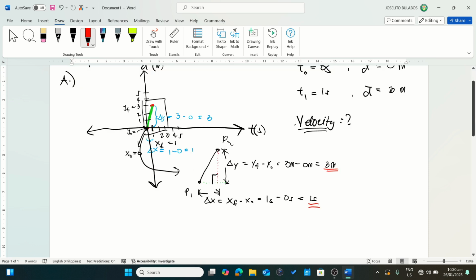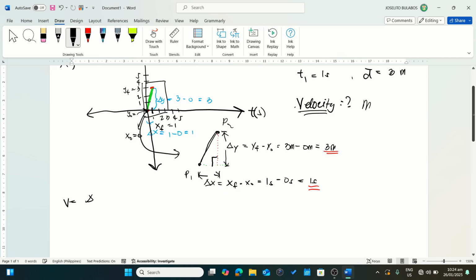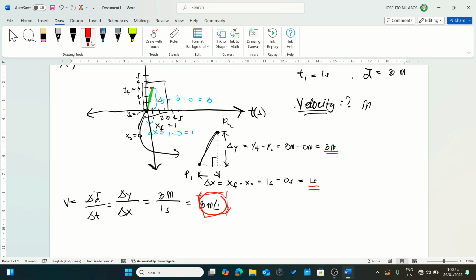If we could still remember the formula for velocity, it is change in d, or displacement, over the change in time. So the change in d is equivalent to the change in y, and the change in t is equivalent to the change in x. We already got the values earlier, so this is 3 m divided by 1 second. So we have 3 meters per second. And this is actually the answer. So the velocity is 3 meters per second.